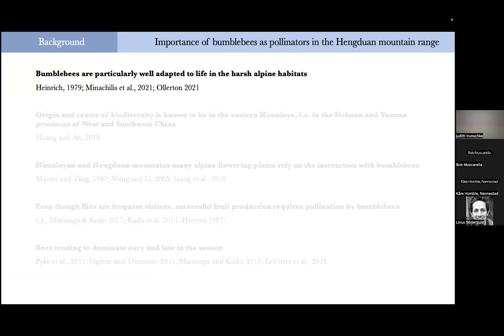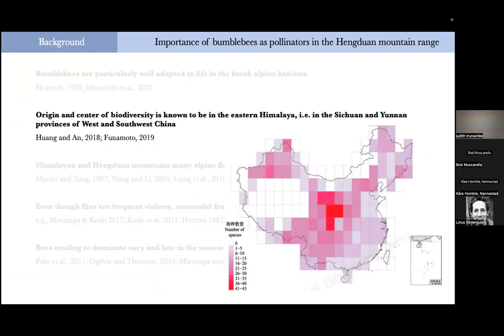The first one is because they're particularly well adapted to life in harsh alpine environments. So there are many bumblebees, and they are probably important as pollinators for alpine plants. But one of the major reasons is probably because they have their origin and center of biodiversity in the Eastern Himalaya, so in Sichuan and Yunnan province, where probably more than half of the world's known species of bumblebees exist.